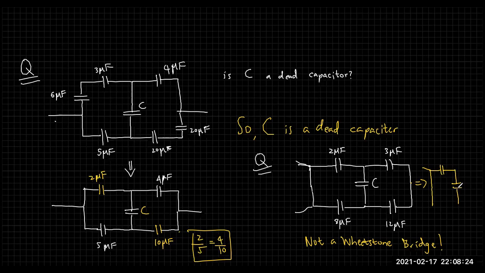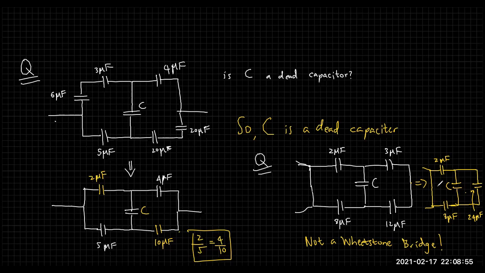C will be there, 8 will be there down. These two are in series, therefore instead of those two you can put one single capacitor like this. So this is 2 microfarad, this is 8 microfarad, this is C, and 3 and 12 in series will be, I think, 2.4. 12 by 5 is 2.4. This is 2.4 microfarad.